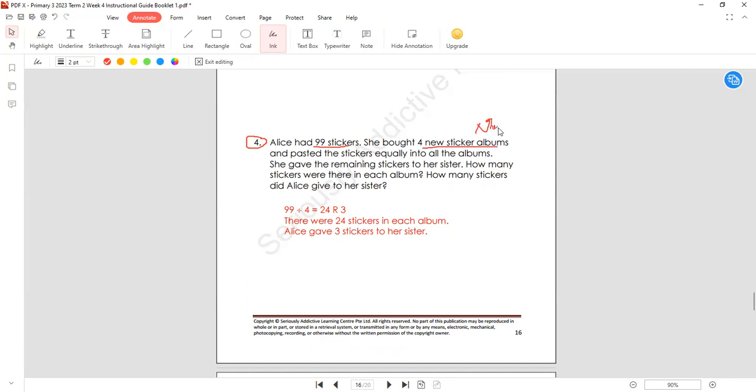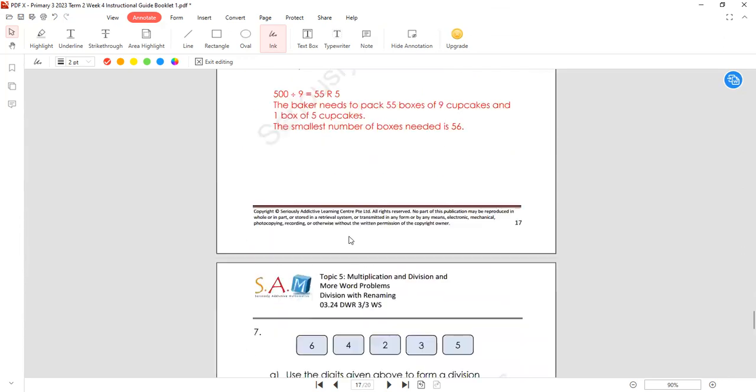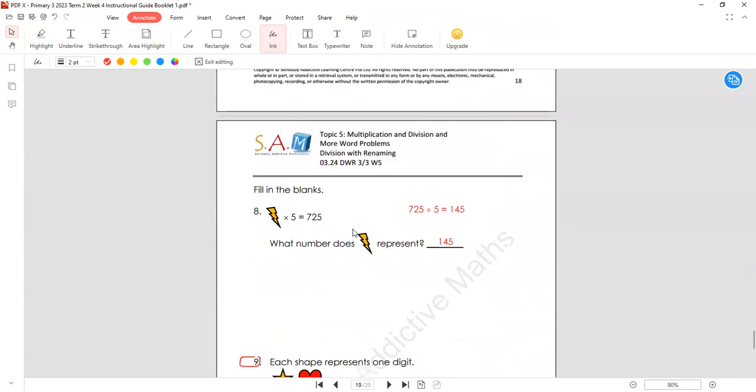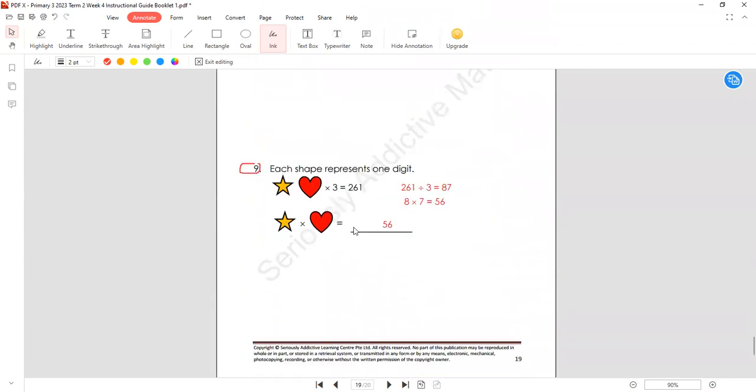Groups. And she gave the remaining, so that means there's a remainder here. Can highlight to students. So how many stickers are there in each album? Basically, how many stickers are there in each group? So the equation is 99 divided by 4. The quotient is 24, so that means there are 24 stickers in one group. And there is a remainder of 3 stickers that cannot be put into a group, because it's not enough, as there must be 4 stickers in one group. So explain to them this way, and then take them through this question.